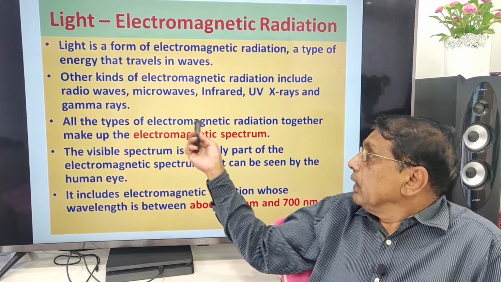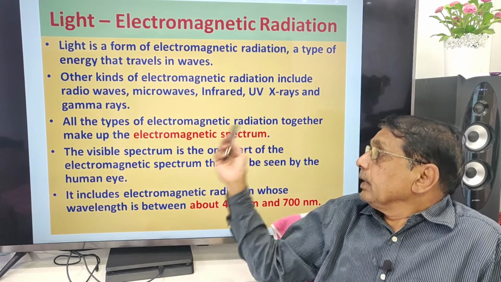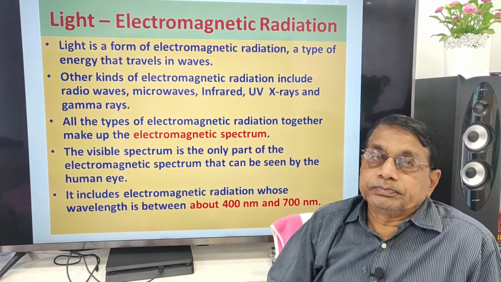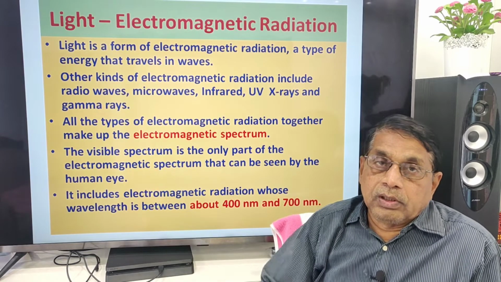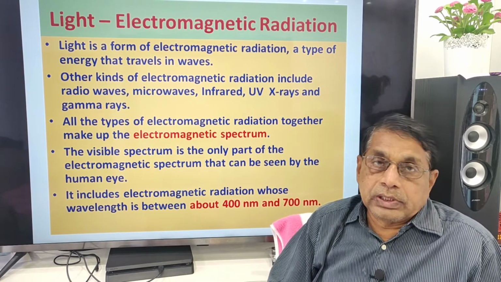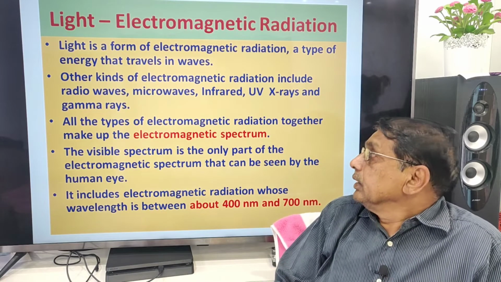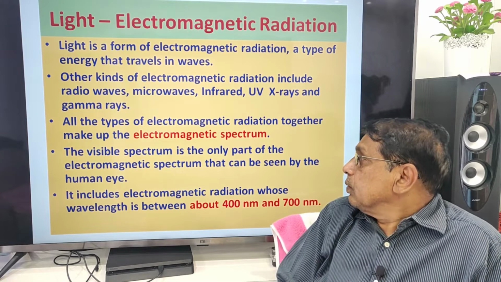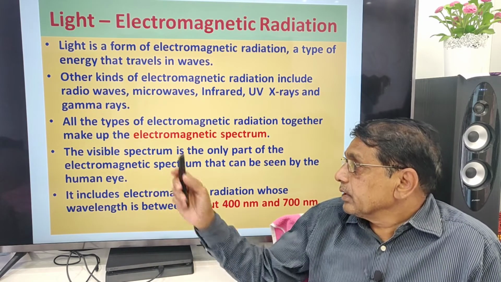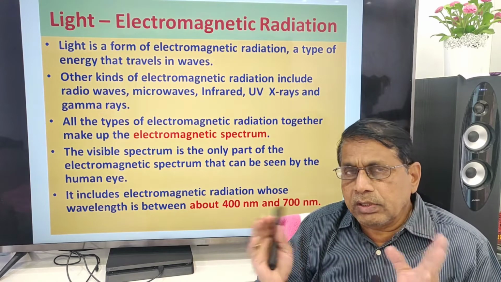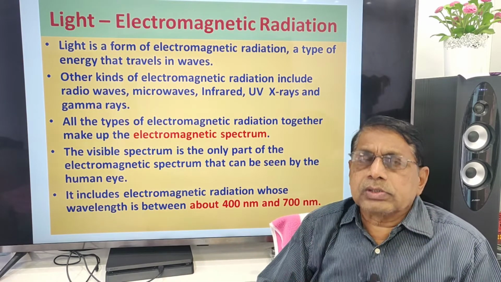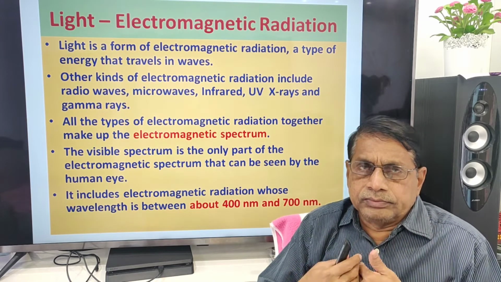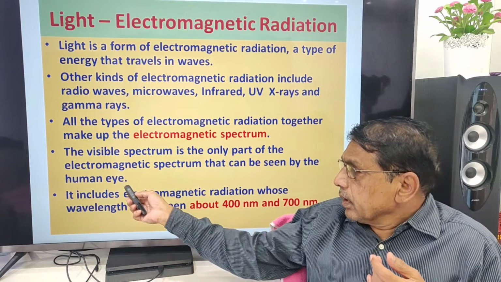All types of electromagnetic radiation together make up the electromagnetic spectrum, right from the longest to the shortest. The visible spectrum is only one part of the electromagnetic spectrum. In the electromagnetic spectrum, there are different types of light. One is visible light, that can be seen by our human eye.